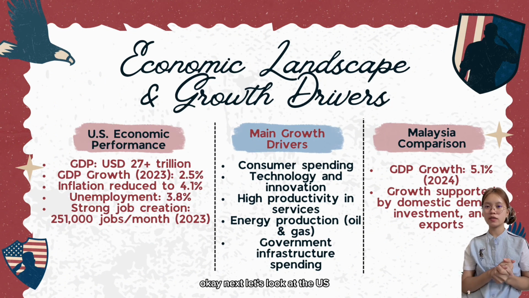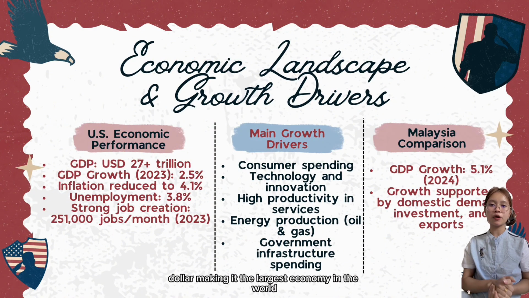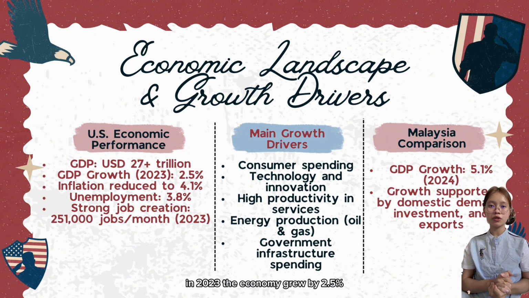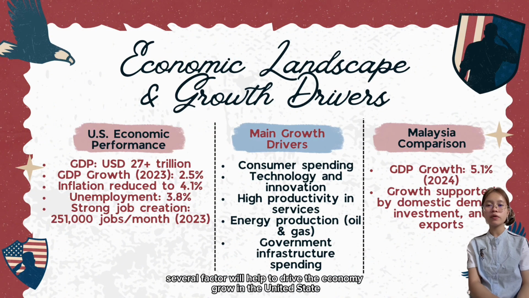Okay, next let's look at the US economy. The United States has a GDP of more than 27 trillion US dollars, making it the largest economy in the world. In 2023, the economy grew by 2.5%, while the unemployment remained low at around 3.8%. Several factors help to drive the economic growth in the United States.